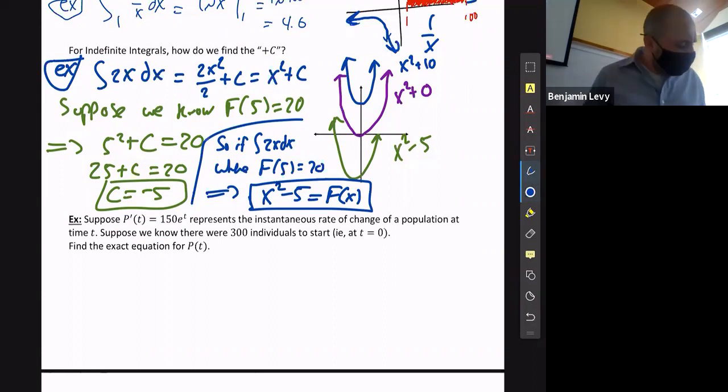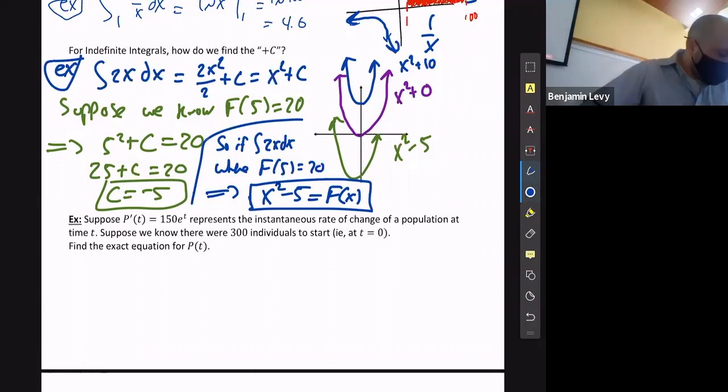Questions about that idea? We're going to look at this other example here. I was going to let you try it maybe. I think we've got enough time for that. Thoughts about how this works though?